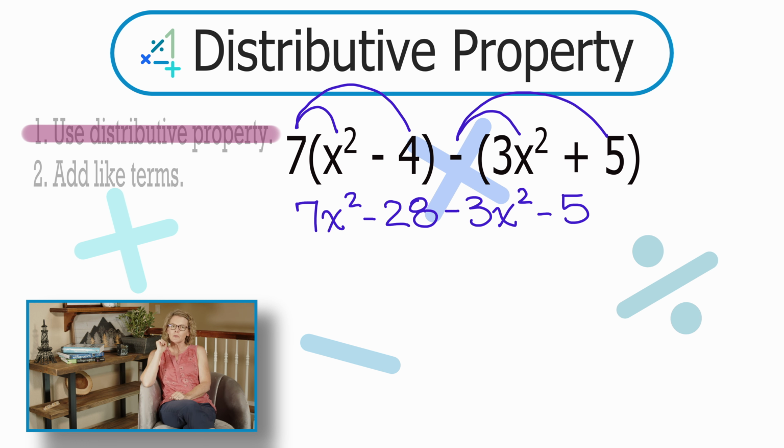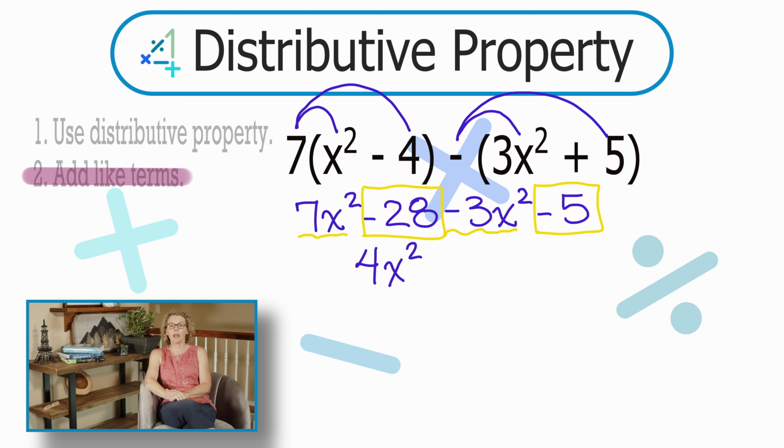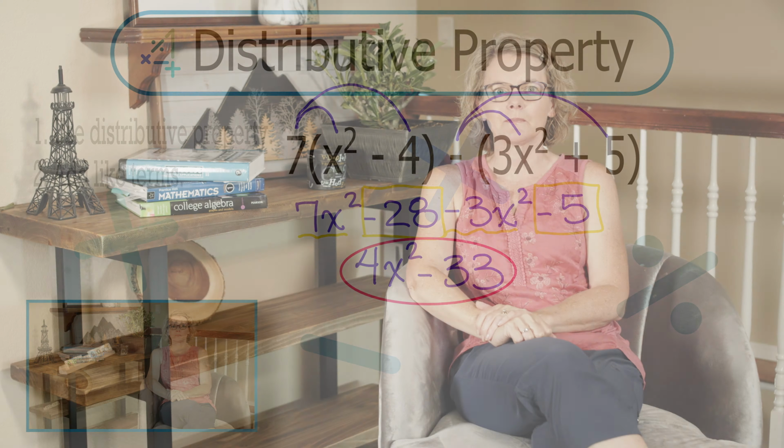Notice the like terms that we have here, 7x squared and negative 3x squared, that combine to be 4x squared. And the numbers negative 28 and negative 5, which add to negative 33, for an answer of 4x squared minus 33. Great work on that one. You are really getting this.